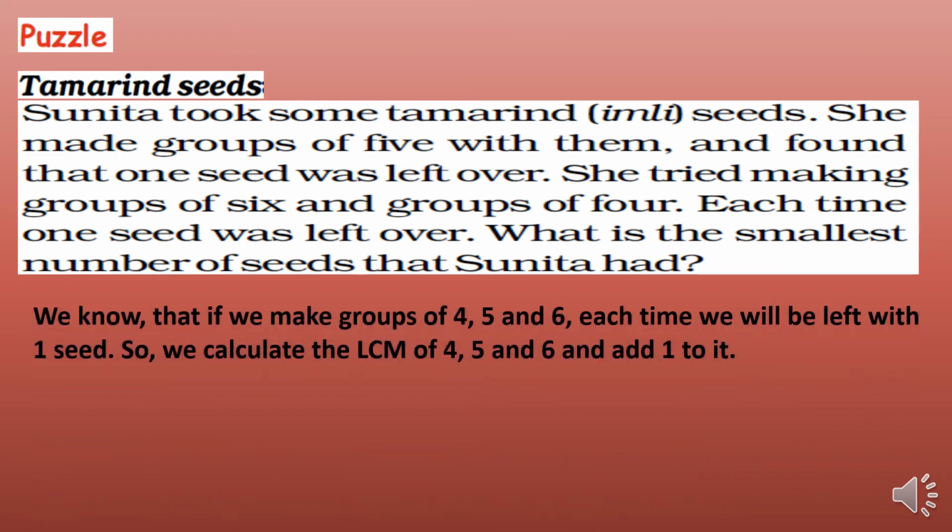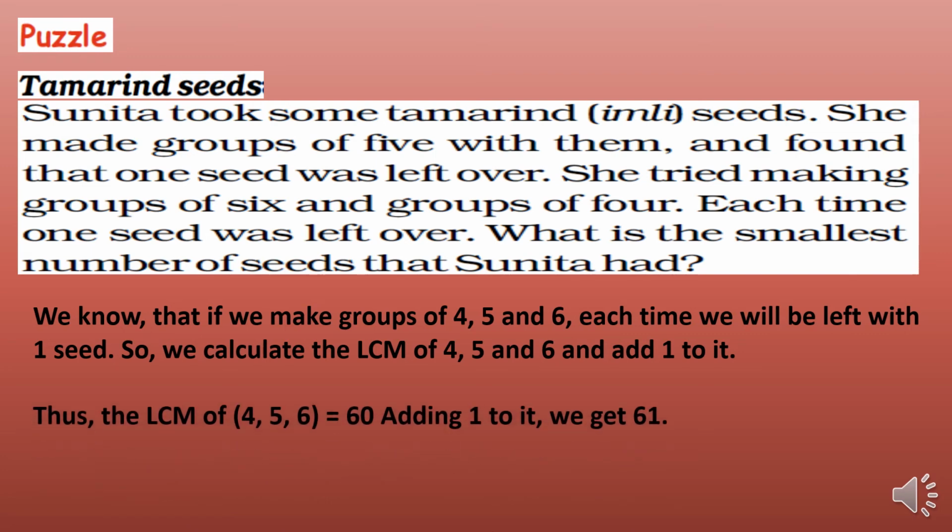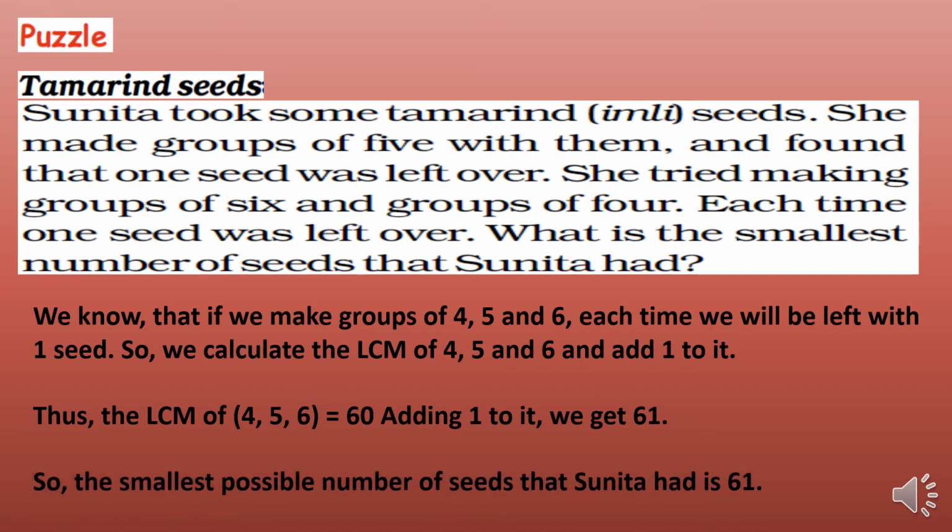So here we will again take the LCM of 4, 5 and 6. We know that if we make groups of 4, 5, 6, each time we are left with one seed. So we calculate the LCM, that is least common multiple, of 4, 5 and 6, and add 1 to it. The LCM of 4, 5 and 6 is equal to 60. Adding 1 to it, we get 61. So the smallest possible number of seeds that Sunita had is 61.